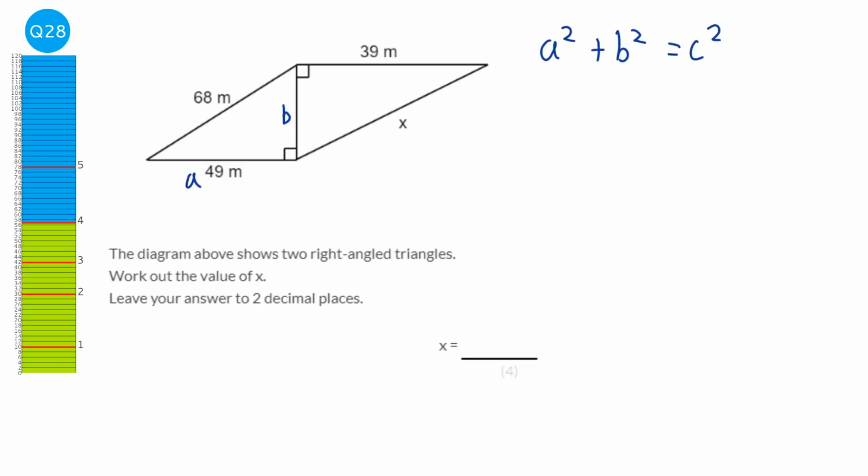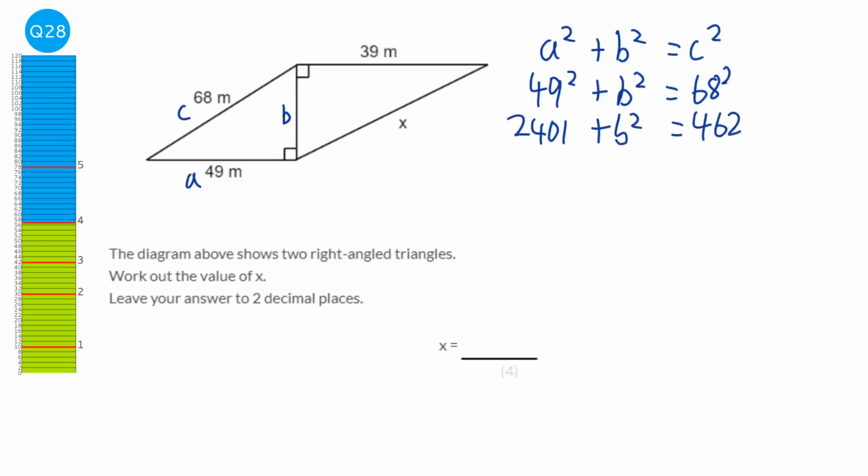And a and b were labelled. C is always opposite the right angle, so it'd be 49 squared plus b squared equals 68 squared. And 49 squared is 2,401. And 68 squared is 4,624. So we are solving here, so let's get our lines down.